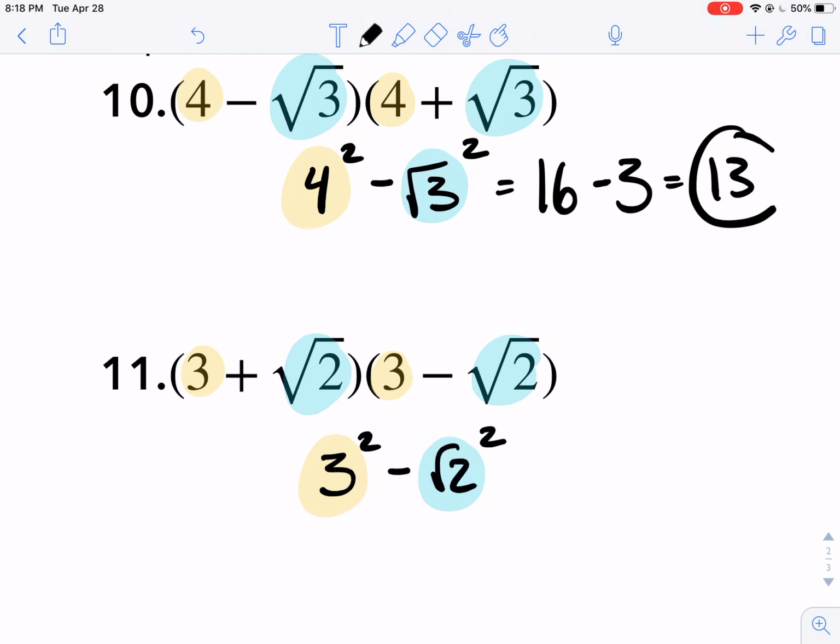And finally, here, following our pattern, we will end up getting 3 squared minus the square root of 2 squared. 3 squared is 9. Square root of 2 squared is 2. And we get 7. Yay!